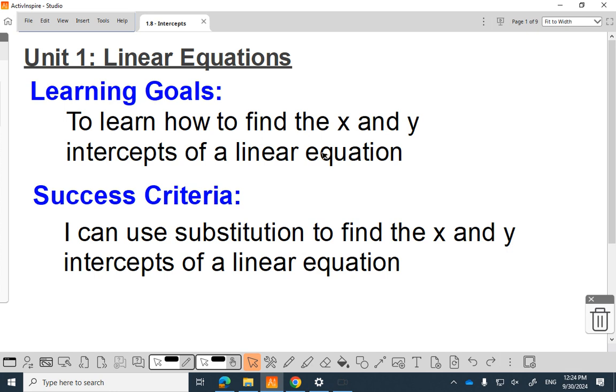Okay, today, intercepts. Intercepts. Intercepts. Question. Oh, there you go. There you go.